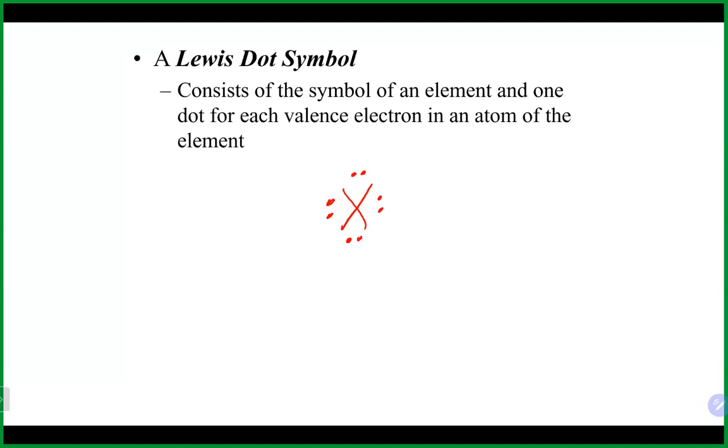As we'll talk about, that is really the whole point of bonding. The whole point of bonding is for everybody to achieve noble gas configurations. So ionic bonding, covalent bonding, both types of bonding that we'll talk about, the ultimate goal for all of them is to achieve noble gas configuration. So what that means is they end up with the same electron configuration as a noble gas, and that's because noble gases are really, really stable.